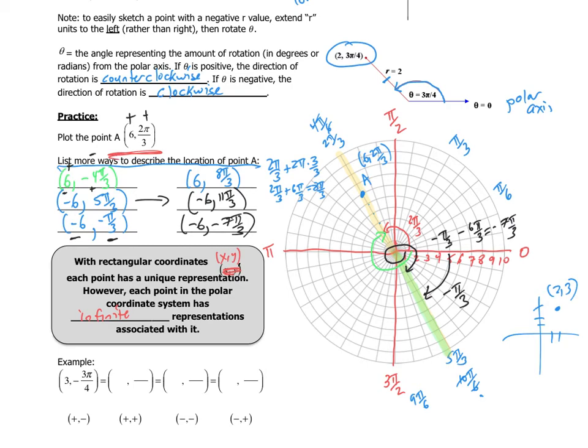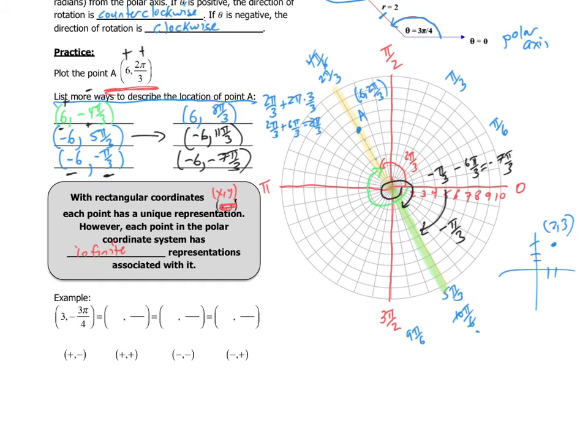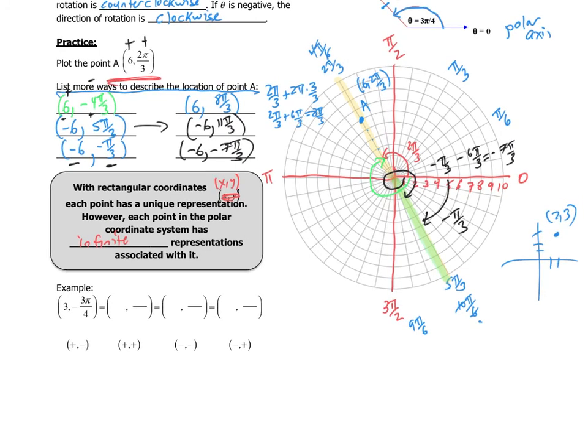Okay, let's do one more example. We've got a point 3, -3 pi/4, and we want to name that in different ways. So I am going to go ahead and plot that point. I need to find out where 3 pi/4 is on this polar plane.